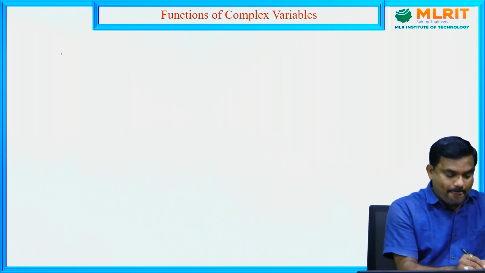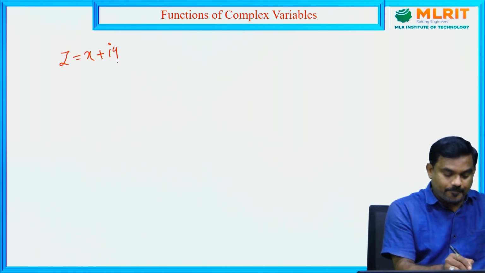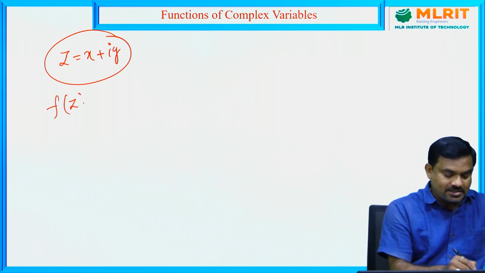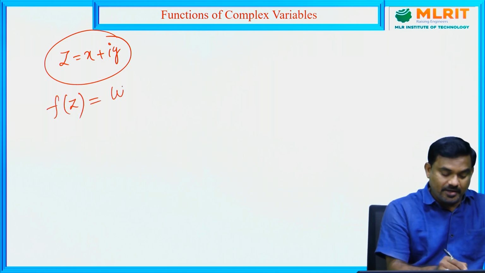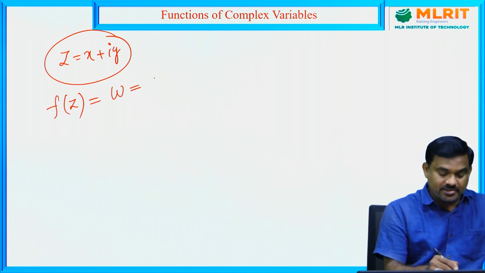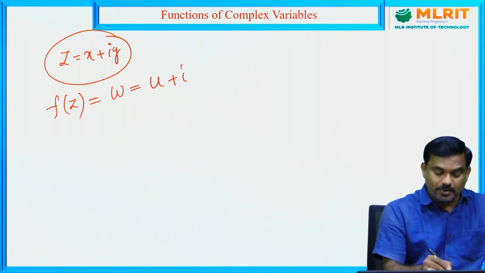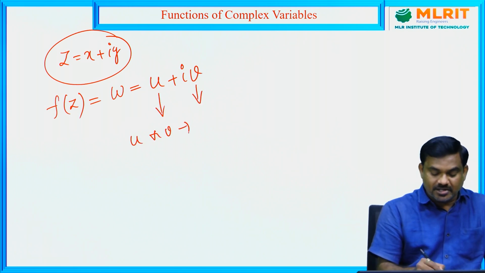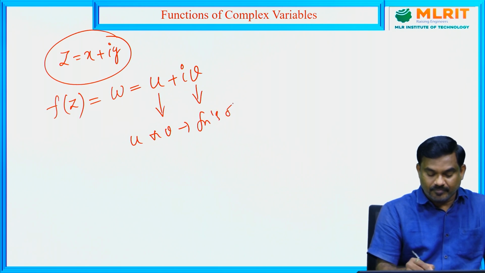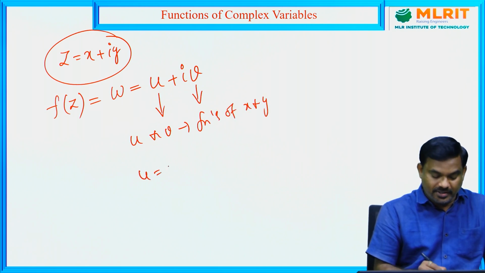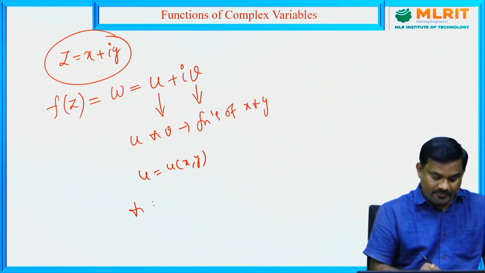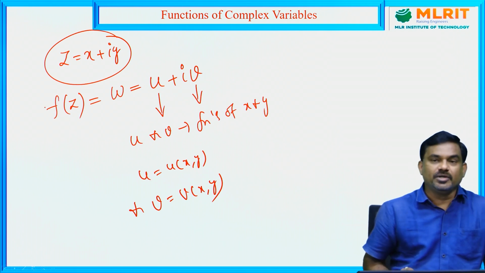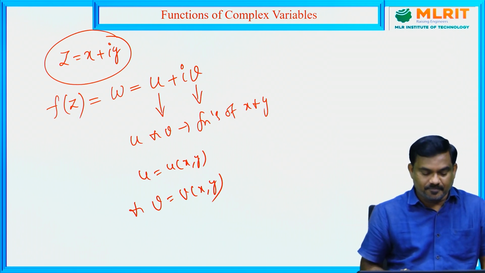Now, for example, z is x plus iy, which is a complex variable. A function of a complex variable means f of z. This result will be another complex variable, which is written in the form u plus iv. Again, here u and v are functions of x and y. So u is a function of x comma y and v is another function of x comma y. This is the notation that we use in functions of complex variables.